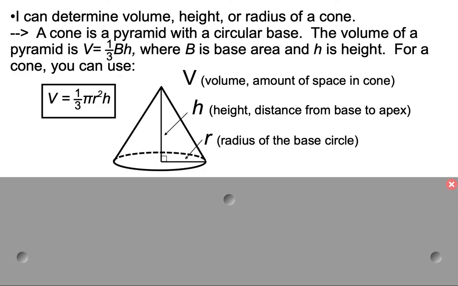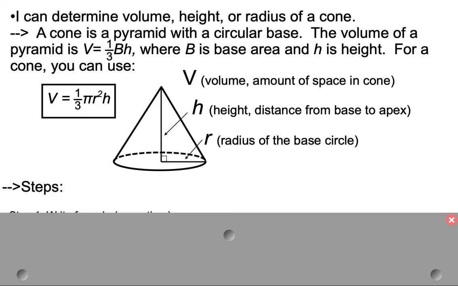A cone is a pyramid with a circular base. The volume of a pyramid is V equals 1/3 base times height, where B is the base area and H is the height. For a cone, you can use V equals 1/3 pi r squared H, where V is the volume or the amount of space in the cone, H is the height, meaning the distance from the base to the apex. The apex of a cone, just like the apex of a pyramid, refers to its topmost point if it's sitting on its base. R is the radius of the base circle.